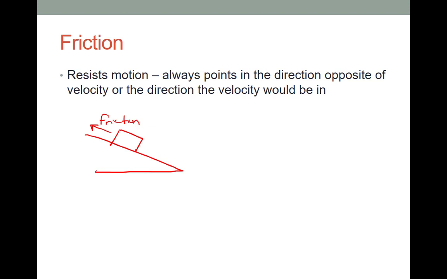Friction comes in a variety of forms. Air resistance is a type of friction. The friction between the block and a ramp, that's a surface friction. Lots of forms for friction.